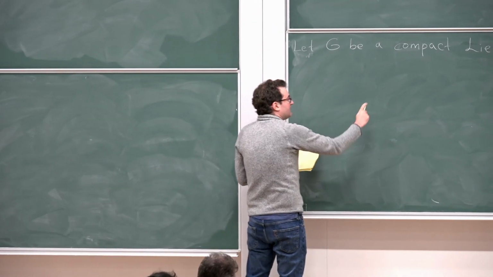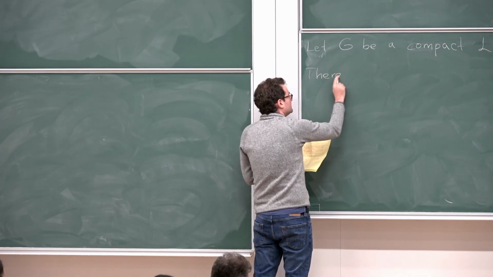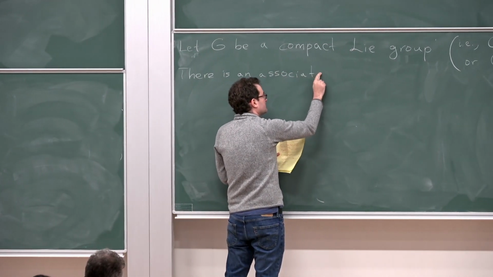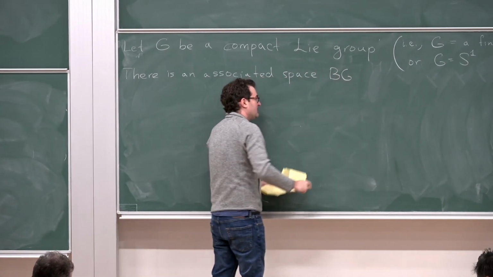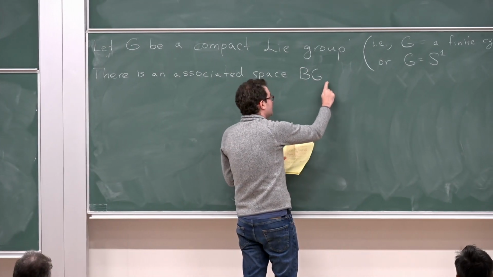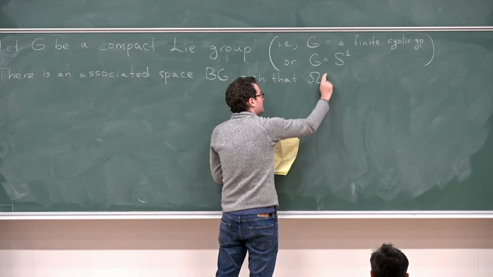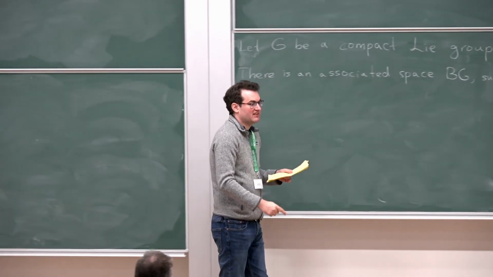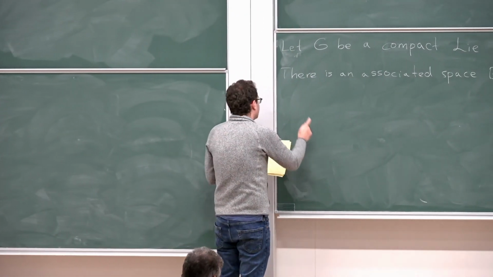And when you have any compact Lie group, including one of these simple ones, there's an associated space. And by space, I mean something like a homotopy type, or maybe now that I'm in Europe, I should say an anima or something. An associated space BG, such that the loops on BG are G. And this space, being a homotopy type, can be thought of as an infinity groupoid. So we can think of it as a certain kind of category.